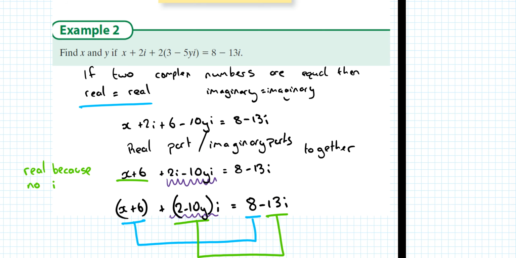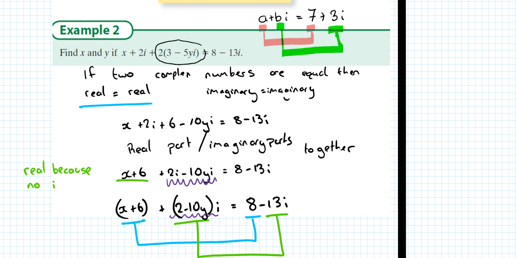Question done. Okay, so there's a trait of complex numbers that says if two complex numbers are equal, so for example, if I had a plus bi is equal to 7 plus 3i, then I know as they're equal, a is equal to 7 and b is equal to 3. The real parts, which would be the pink parts, must be equal, and the imaginary parts, which are the green parts, must be equal. So find x and y if x plus 2i plus 2 by 3 minus 5yi is equal to 8 minus 13i.